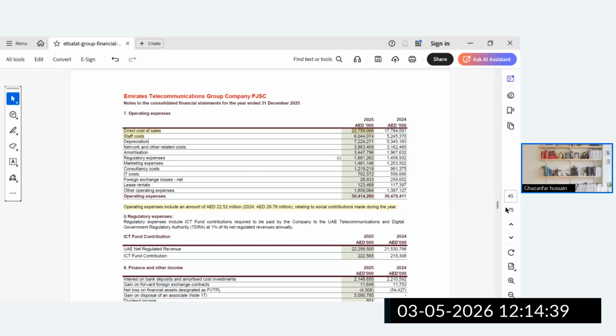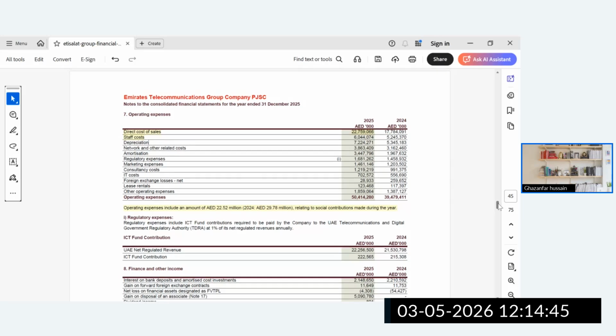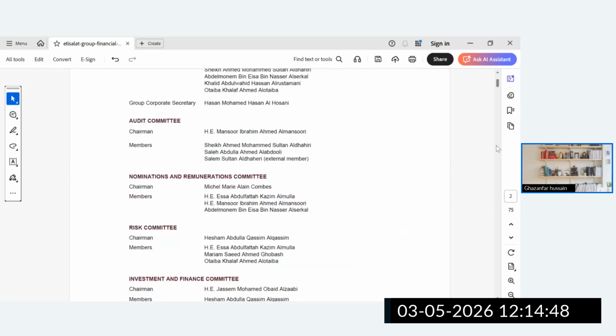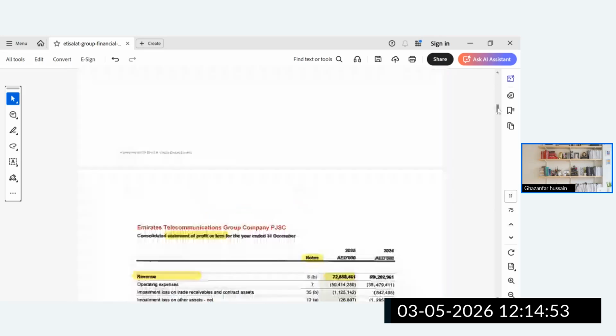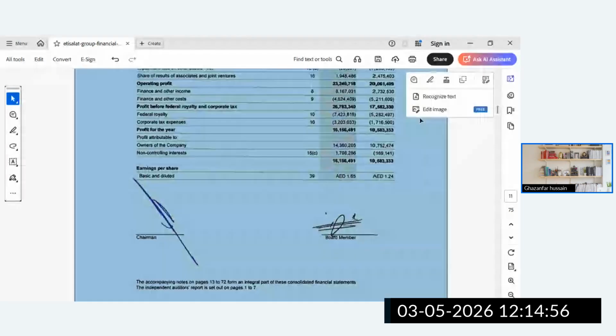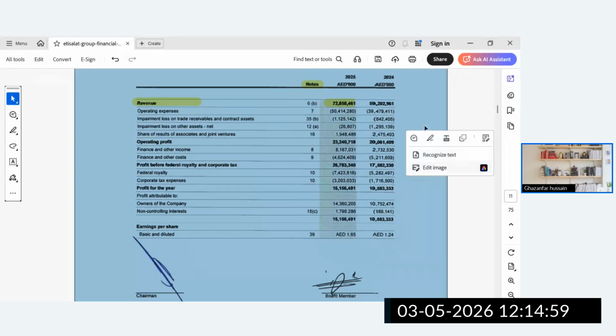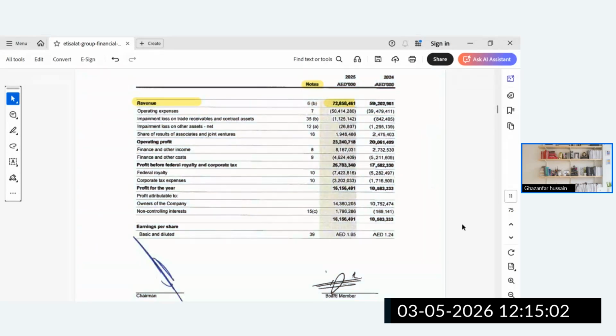So if we come back to the depreciation here, is any other point mentioned? Impairment losses, no. Operating expenses, the same, note number 7.